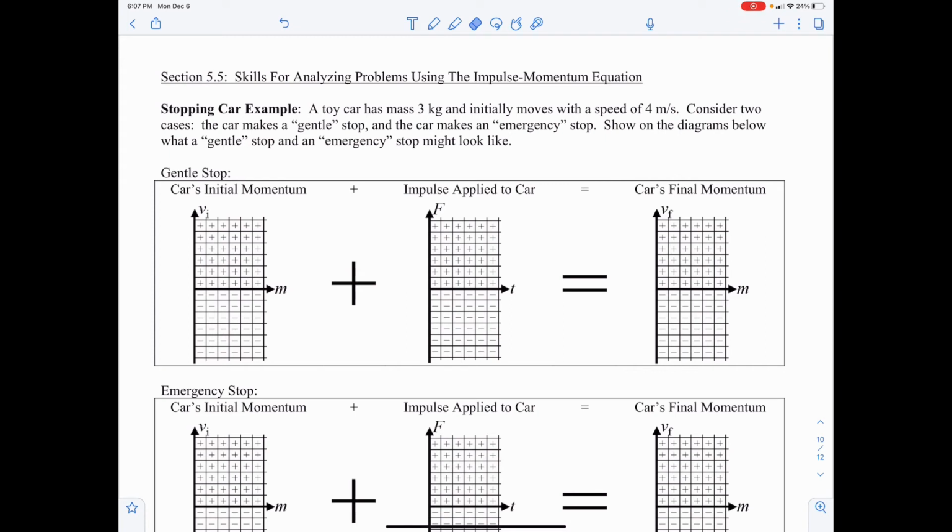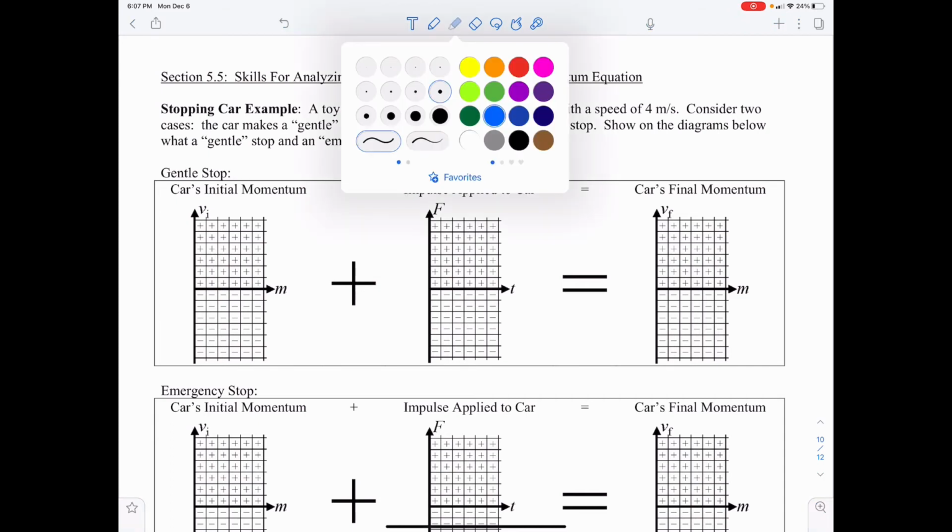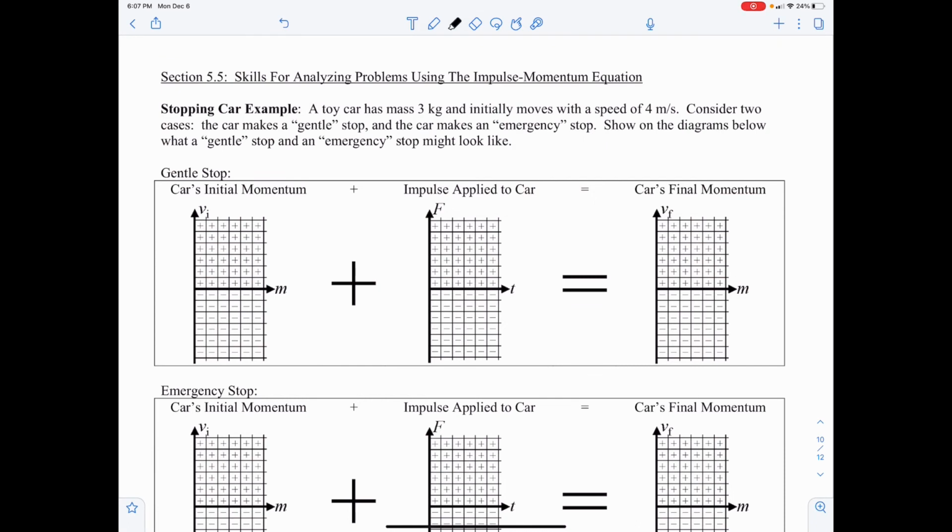Now let's go to section 5.5, skills for analyzing problems using the impulse momentum equation. Stopping car example. Now this is very similar to one we did in the workbook together in class. A toy car has a mass of 3 kilograms, initially moves at 4 meters per second. Well, we can draw that. I'm going to use black to represent the car, and then blue to represent the impulse of the car.